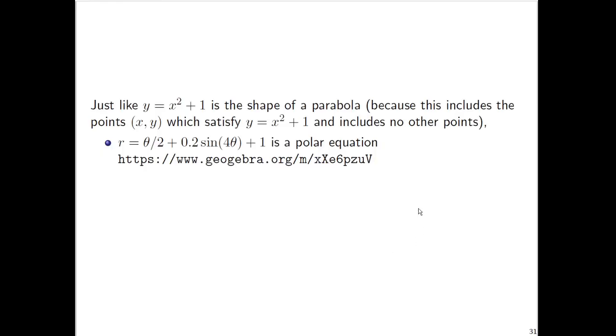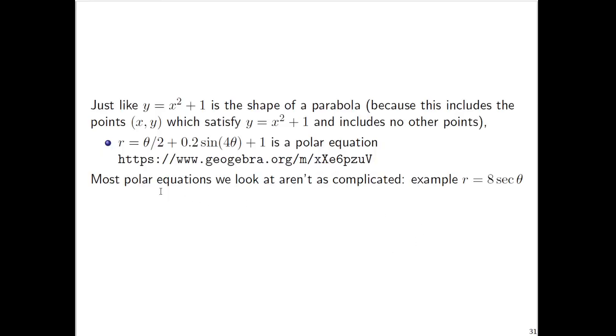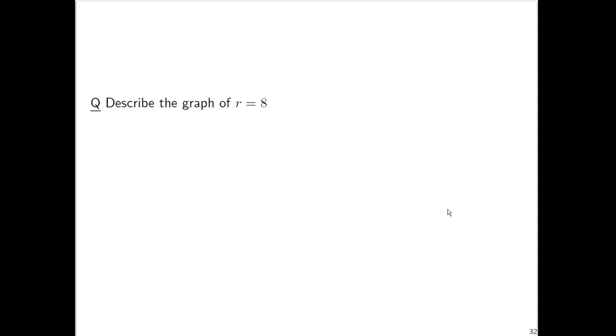Don't worry, most of the things we're going to look at to plot for polar equations don't look nearly as complicated. We're going to look at much nicer things like just r is equal to 8 times secant of theta, for example. So first of all, let's describe the graph of r equals 8. We're getting all of the points where the polar coordinate r could be 8, and that would just be a circle of radius 8 centered at the origin.